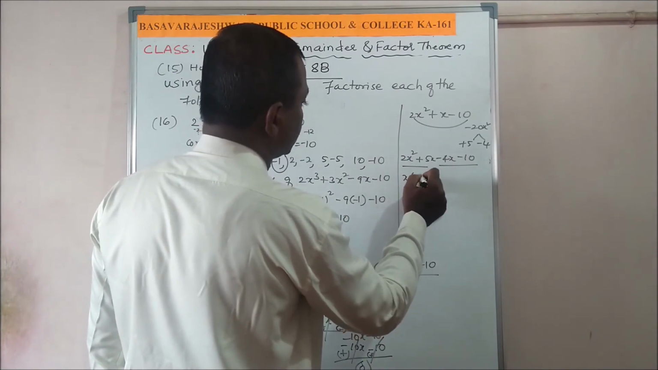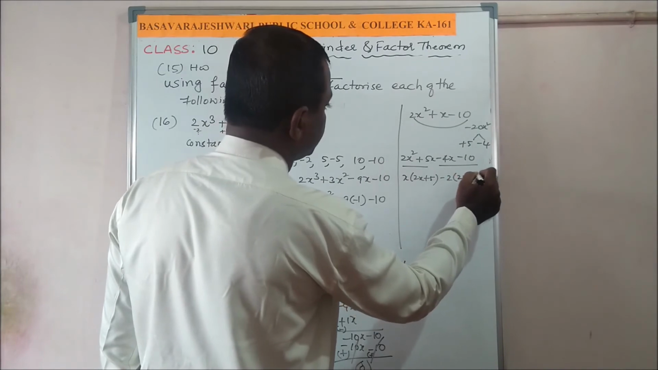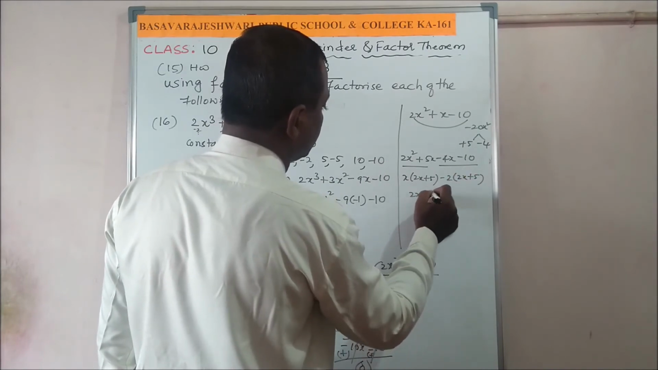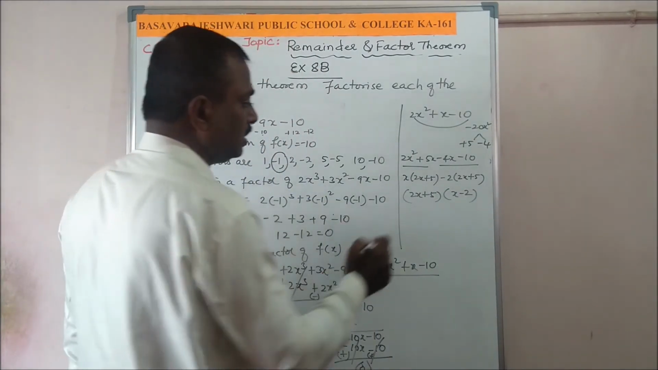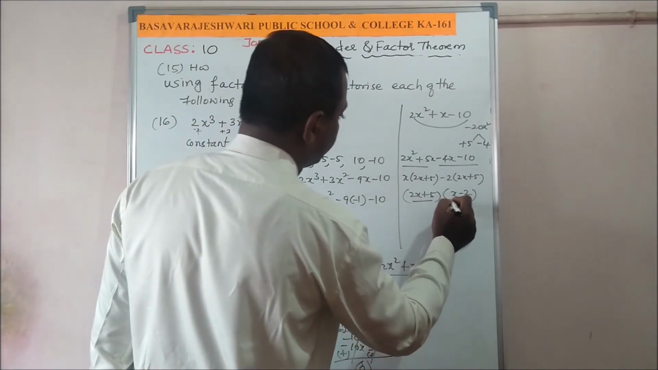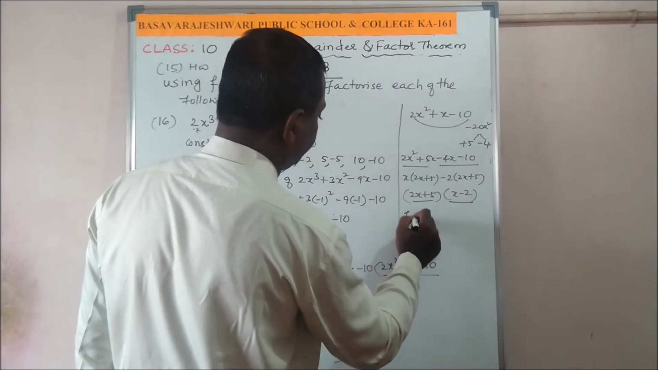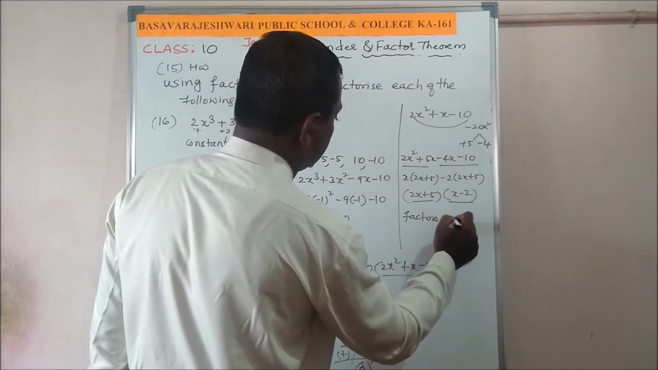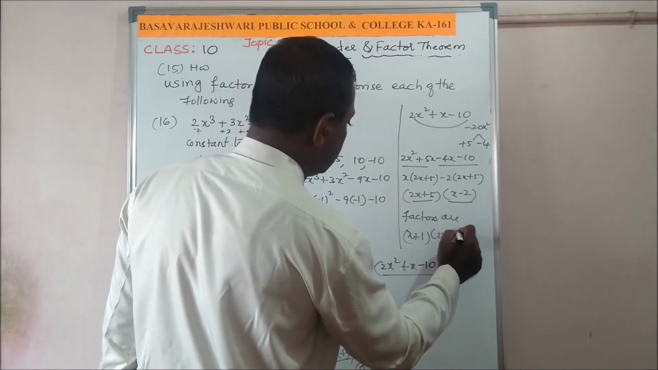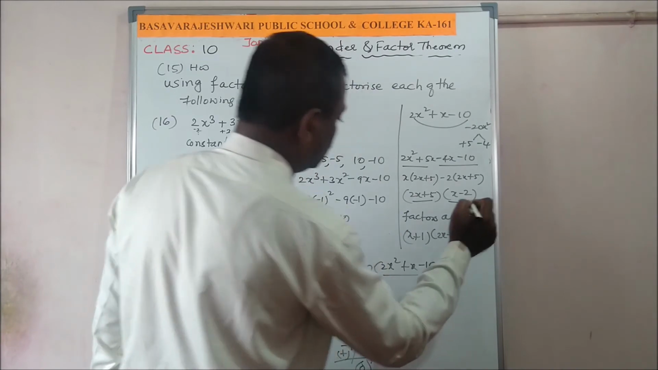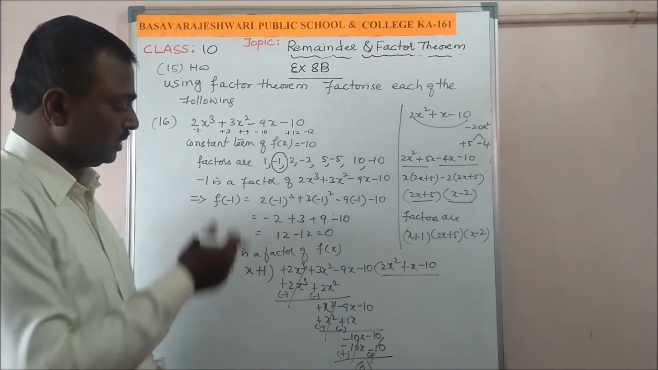x common, 2x plus 5 remains here, minus 2 common, 2x plus 5 remains here. 2x plus 5 is one factor, x minus 2 is another factor. So we got 2x plus 5, x minus 2 and x plus 1. Therefore factors are x plus 1, 2x plus 5, x minus 2. So these are the three factors of the given expression. So note down this sum.